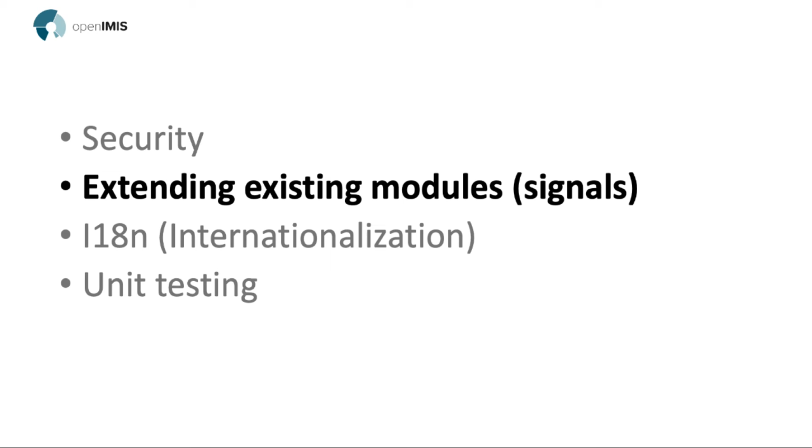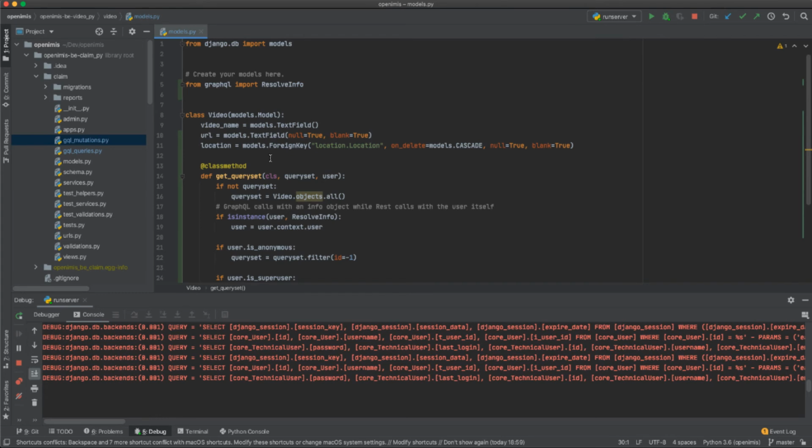Now that we have security, we're going to extend the existing modules and use the signals that they are emitting to add some functionality to it. Now that we have this video module that's quite independent by itself, we want to act on something that happens in a different module. For example, when we create an attachment to a claim, we want to make sure that if there is a URL that is defined, it is also in the video as a video object.